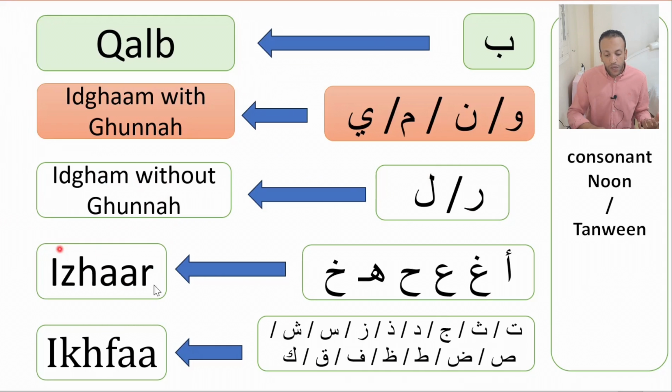Izhar, this rule is very, very easy. It means to pronounce the sound of Noon as it is, without any changing, without Idgham, without qalb, without anything. So just pronounce it in a very soft, normal way. It is very, very easy, very clear. Ikhfa is also an easy rule. So you need to practice more in our rule of today, Idgham with Ghunnah.